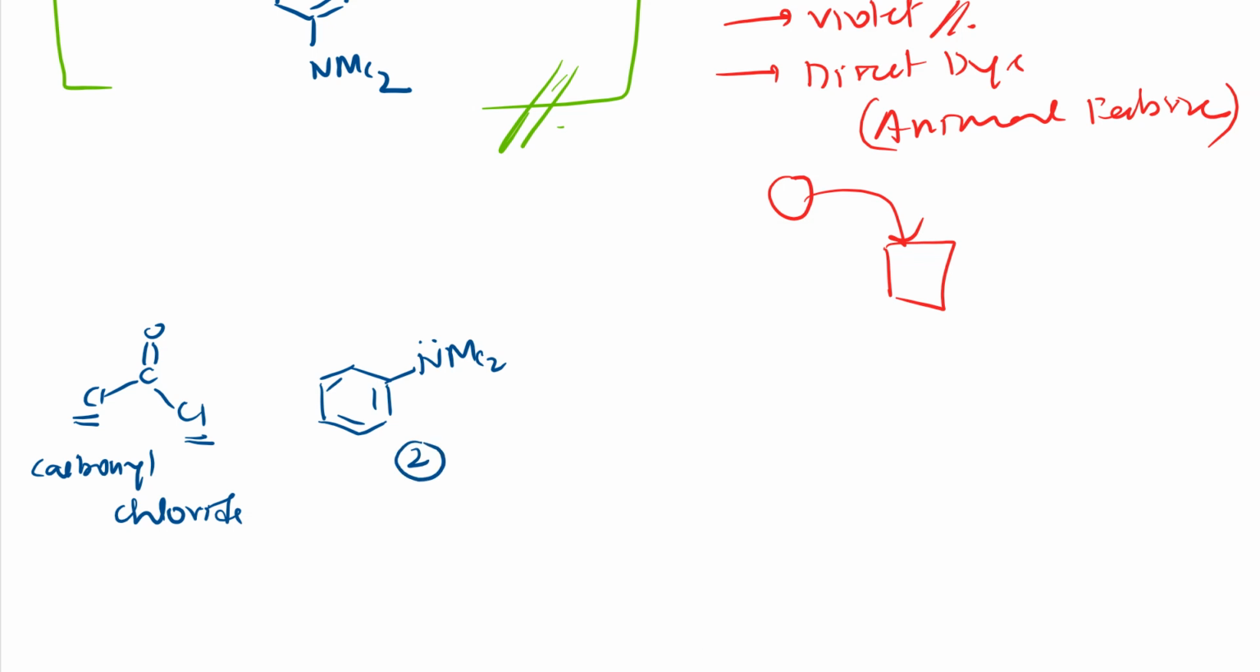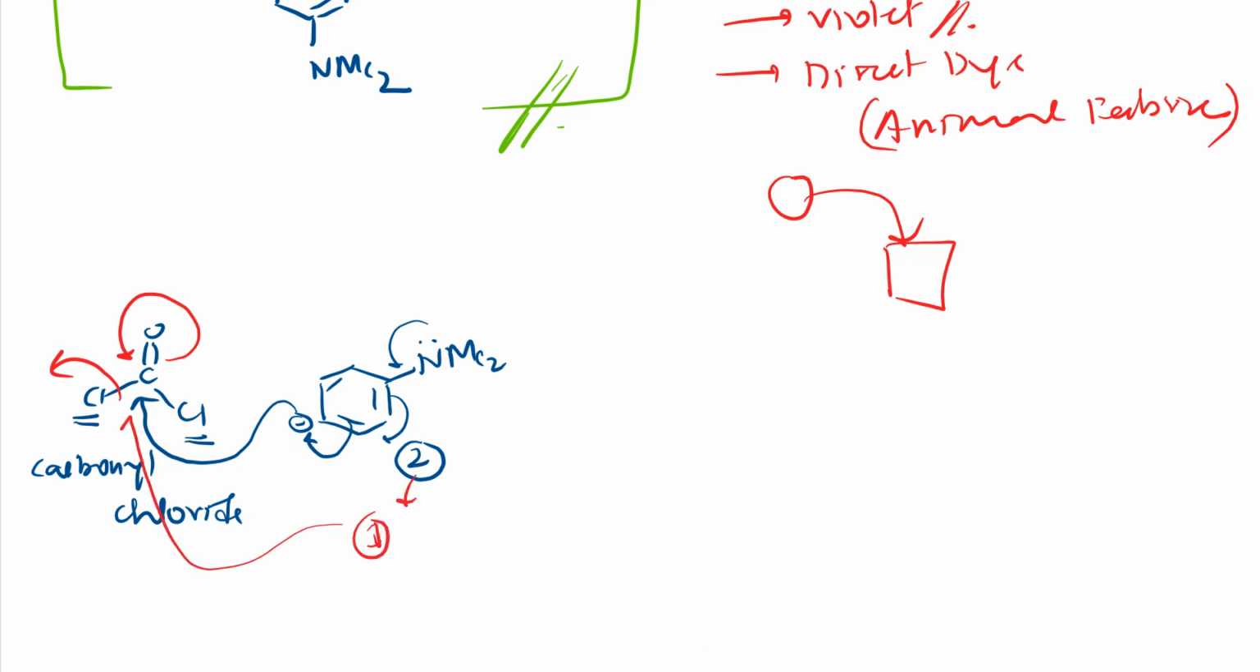See here, these lone pairs give a negative charge on the carbon, so from this it will attack this carbon. The electron density comes back and this chlorine leaves the system. Similarly, since I have taken two molecules, one more molecule will attack here and that chlorine will leave the system. So I'll get this product. I hope you will understand this if I write it directly.